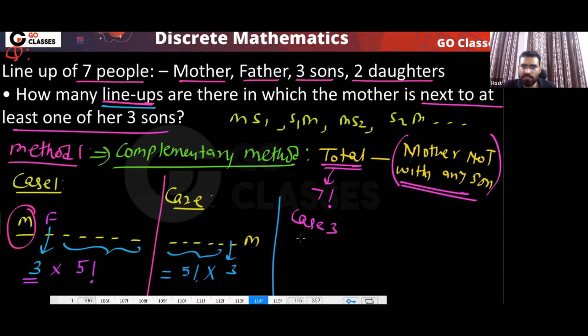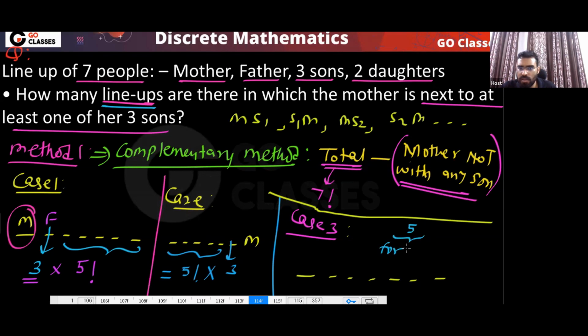What will be the case 3? Case 3 means that mother is in any of these positions, either here or here or here or here or here. So mother can be in any of these positions. There are 5 positions for mother. Let us assume mother is here.